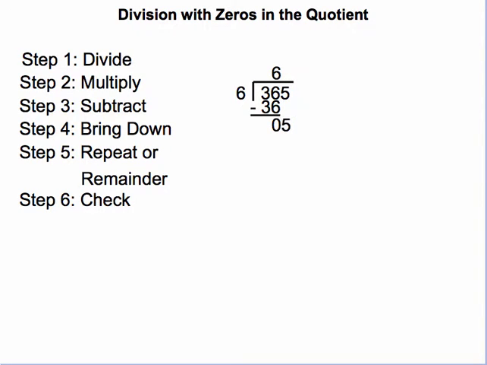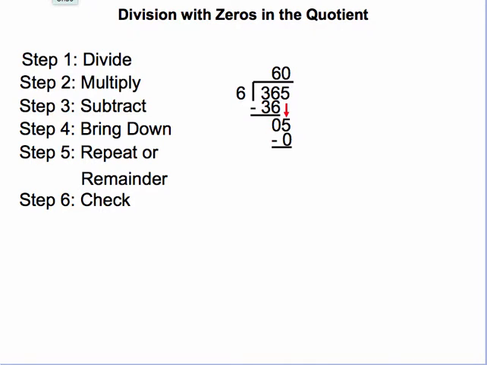Well, I need to go ahead and repeat because I still have a number left. So I'm going to bring down the 5, and 5 divided by 6, I can't do that. So I need to make sure I put a 0 up there above the 5. Now it's really important that you make sure your numbers are in the correct place values, because if they're not, you may forget to put that 0 on and get the wrong answer.